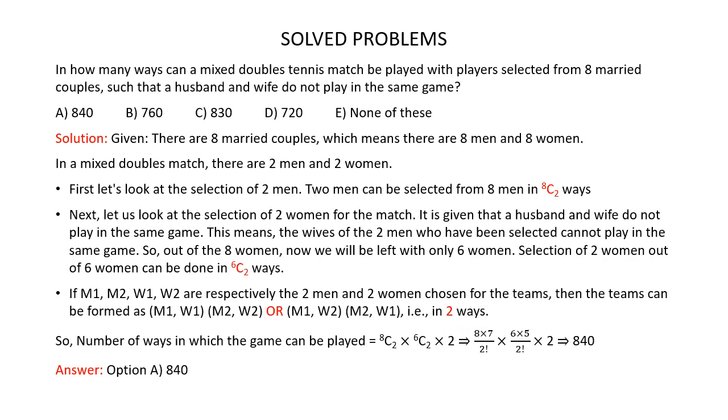So, the number of ways in which the game can be played is equal to 8C2 multiplied by 6C2 multiplied by 2. Now 8C2 is nothing but 8 multiplied by 7 divided by 2 factorial, multiplied by 6C2, which is 6 multiplied by 5 divided by 2 factorial, multiplied by 2. We know that 2 factorial is 2 and on solving this we get 840.